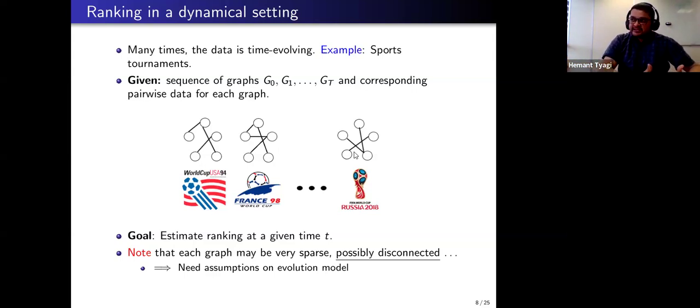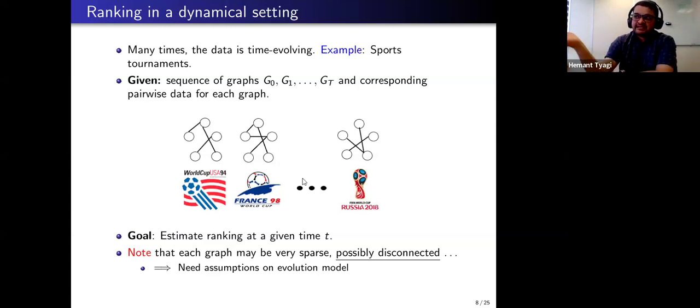Now, what is the sanity check here? What is the difference between this and the static problem? Well, if I were to estimate the latent ranking in 2018, for example, based on the pairwise information in 2018, I could, as a sanity check, just look at the data in 2018 and just apply what I described to you in the previous slide, right? So I could just use any static method and apply it for that particular time point. But of course, this would not work if all your graphs were very sparse, possibly disconnected. And this could happen. So this would not work.